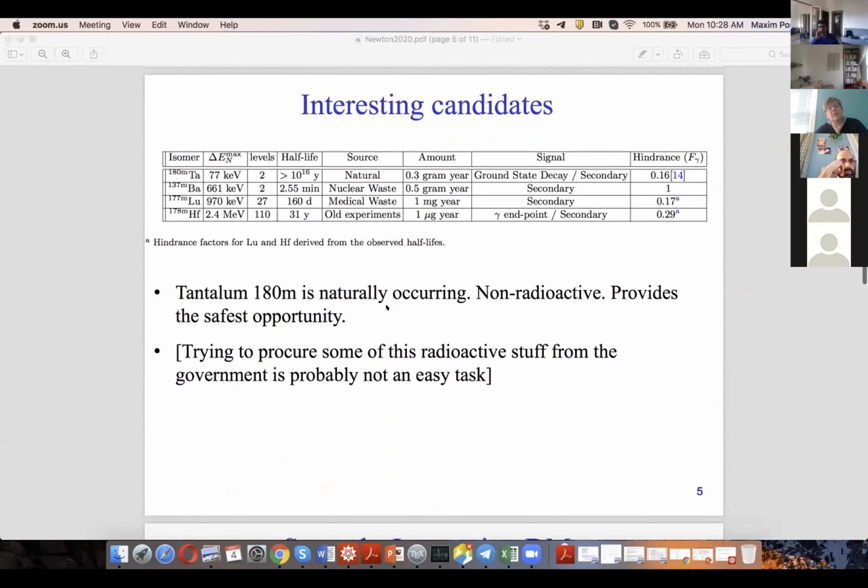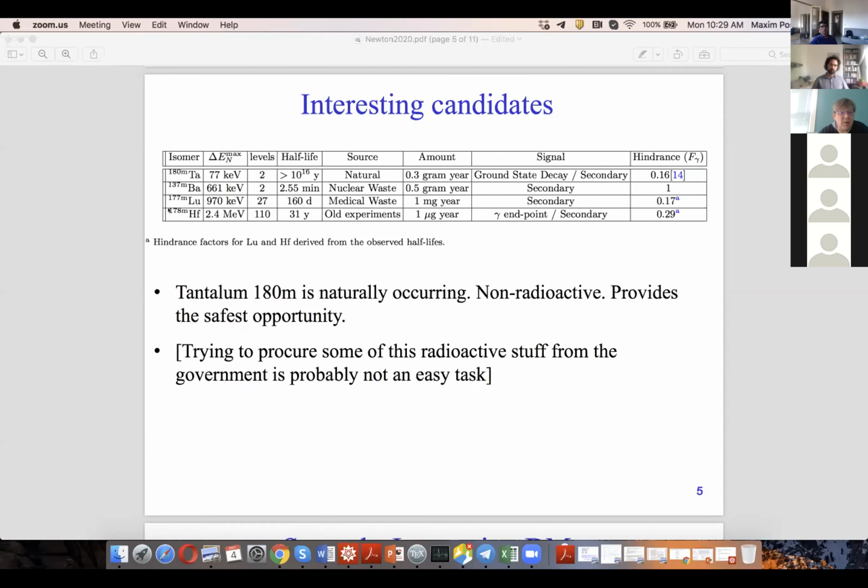Now, here are the examples of interesting candidates. For example, the possible metastable isotopes of different elements. And for me, the tantalum looks the most realistic because it's harmless stuff. You can find it, you can buy it off the shelf. It costs nothing. It doesn't pose a health hazard. But there are some interesting metastable ones that don't live as long as the lifetime of the universe. They live long enough, but they pose fairly significant health risks and so on.